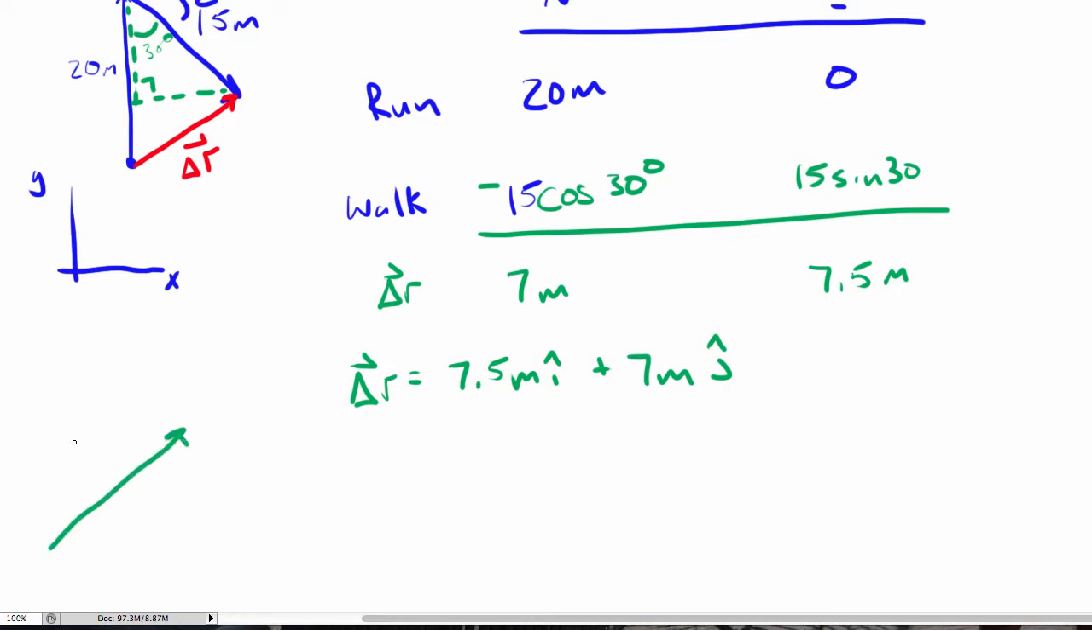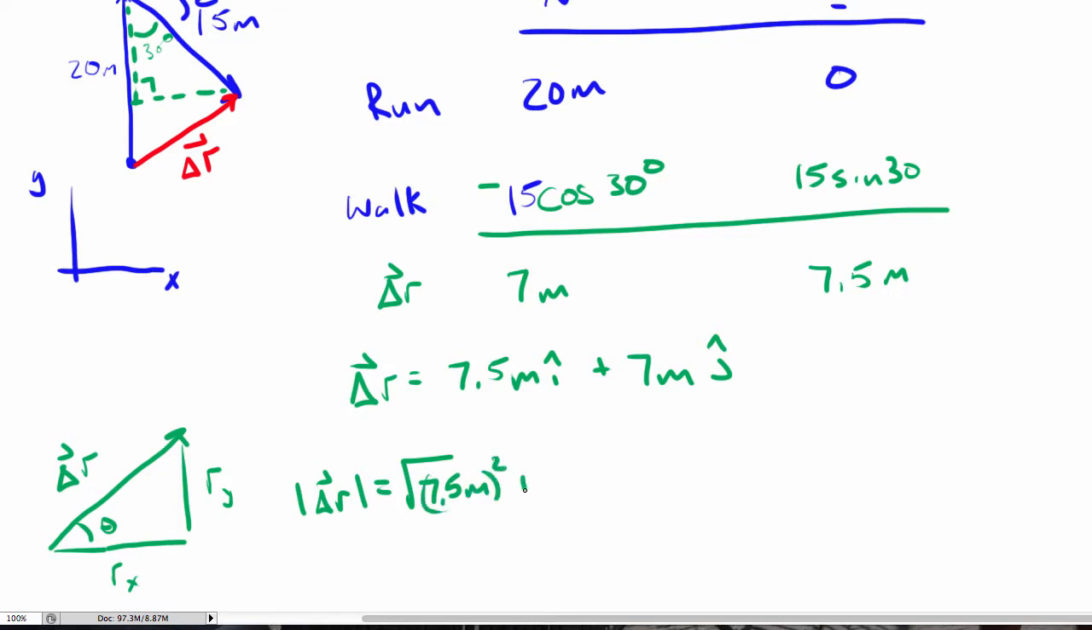So I'm going to redraw my vector delta r. What I'm after now is, what's the length of this vector given the sides r_x and r_y? And then also, what is this angle, the angle from the positive x-axis? To come up with the magnitude of delta r, I use the Pythagorean theorem. That's 7.5 meters squared plus 7 meters squared, and I take the square root. If you solve for that number, you should get something like 10.3 meters.